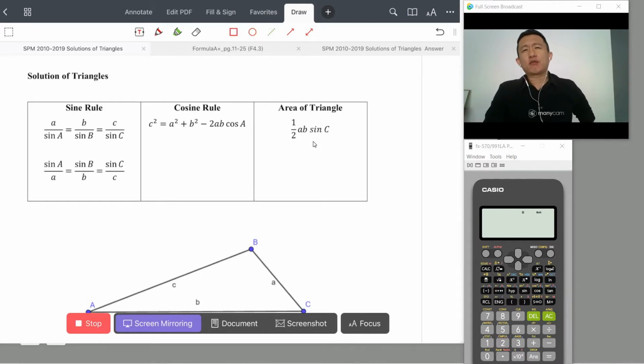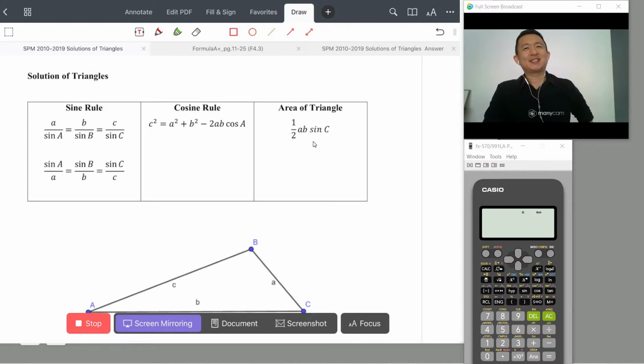Now, how many of you have decided not to go for the topic of solution of triangles? Because we always have the mindset that the problems for this topic are always harder as compared to the other 3 topics, right? But it's always good to have more options.